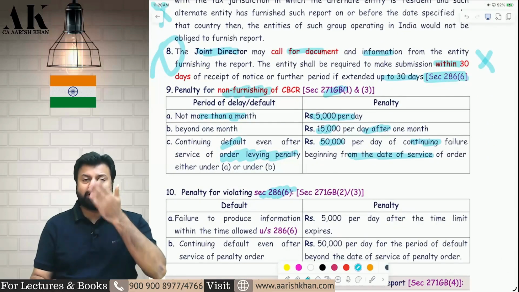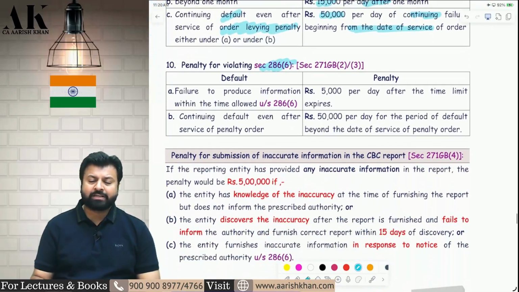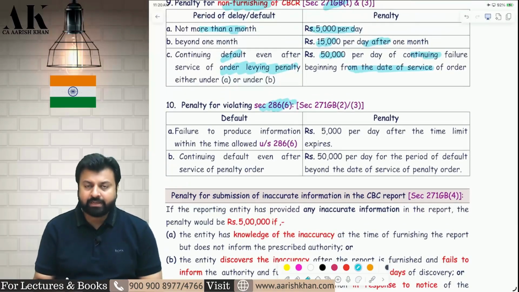That is, the joint director asks for the information, asks for the documents. You are not giving the information in 30 days. You may ask for an extension. You are not giving the information in the extension also. Then the joint director will impose a penalty of 5,000 rupees per day after the time limit is expired.